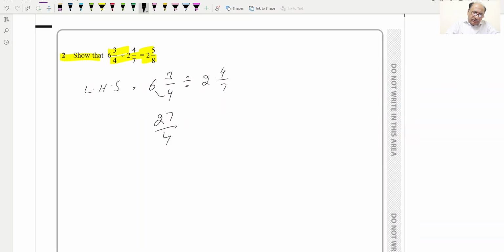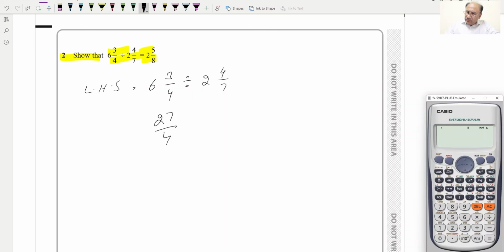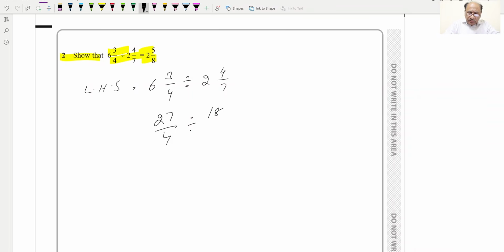Otherwise you can multiply 6 with 4, which will be 24. This will be multiplication and this will be addition, so you will get 27 over 4. So you can take the calculator's help or you can mentally calculate. Similarly we can change 2 whole 4 over 7, and this will be equal to 18 by 7. So it is a division, 27 over 4 divided by 18 by 7, and now we can change this division sign into multiplication. So 27 over 4 will be multiplied by the reciprocal of this, so it will be 7 over 18.